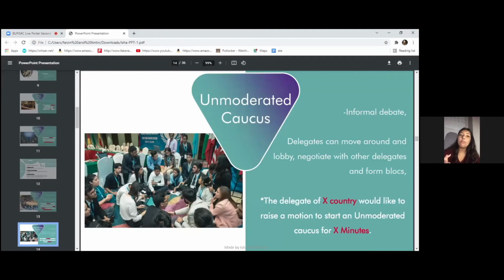So this is a time where you use your skill of diplomacy and negotiation. You go to other delegates, you say, hey, let's do this, let's do that. That's the time where you negotiate, you compromise, and everything that happens is an unmoderated caucus. It is the lobbying time. Lobbying means you are diplomatically calling delegates to your block to be with your group. Let's fight this together. So this is the time for lobbying. If you want to start an unmoderated caucus, you have to raise a motion for it, stating your nation and the total time period. Since this is an informal debate, you do not have an individual time period, and you don't need to have a topic either.